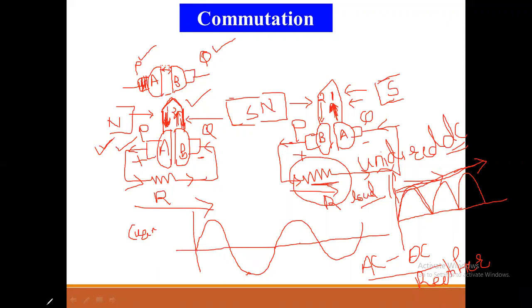No, sir. Okay, so the detailed explanation regarding the commutation process we will take in the next lecture, that is in tomorrow's lecture. We will discuss the commutation process in detail. Okay, त्याच्यामध्ये आपण commutation process detail बघूया.